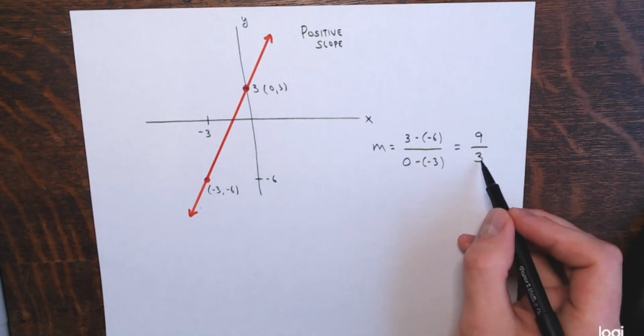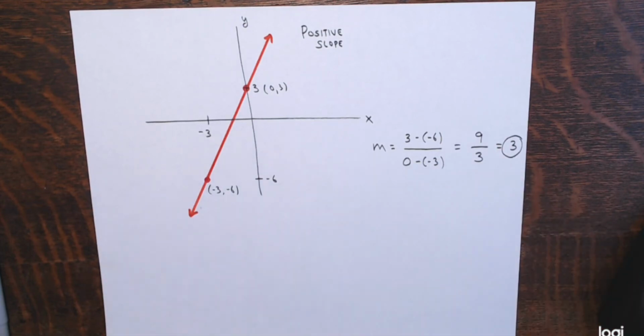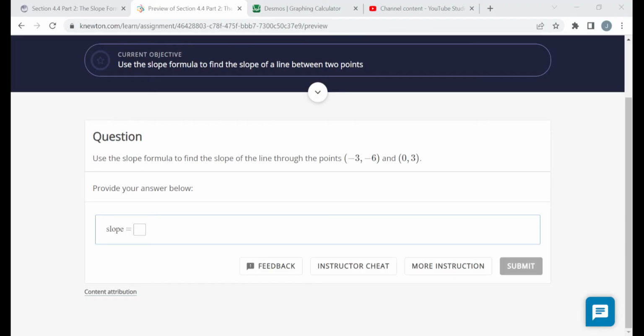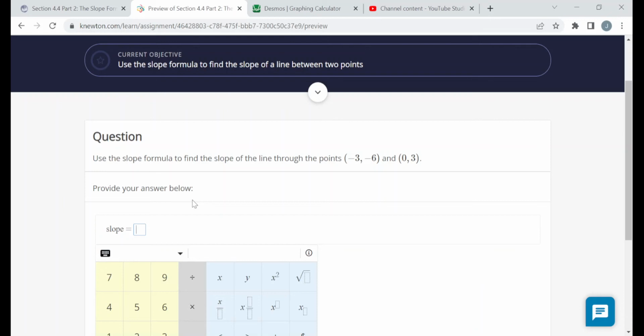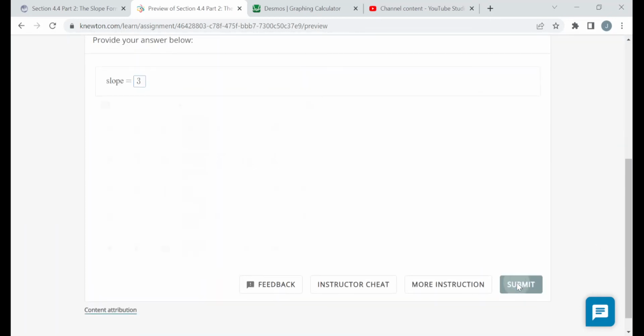And 9 divided by 3 simplifies to just 3 over 1, or just 3, right? You should be simplifying these as far as possible. So the slope is 3. Easy enough. And again, it should have been a positive number based on the look of the line. But they have slope equals. I just had to put the number 3.